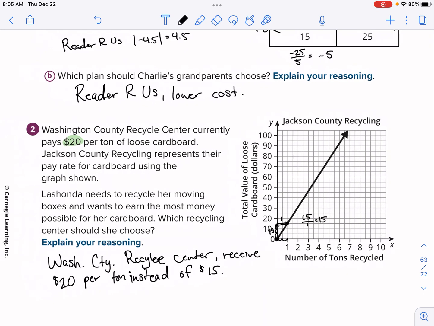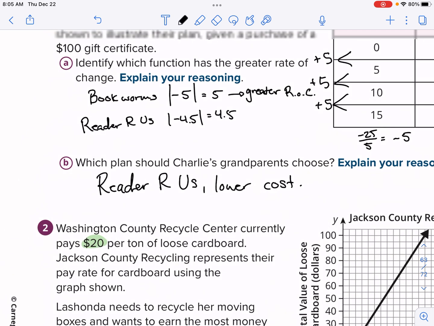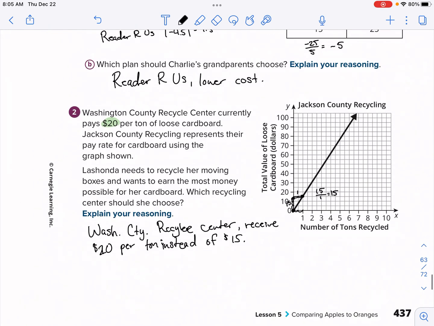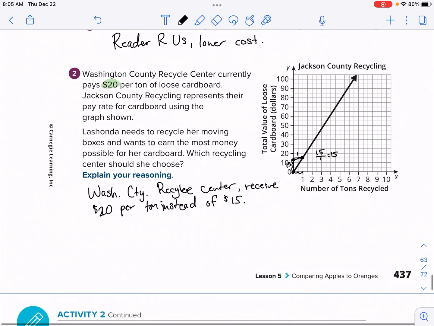Okay. I mean, if you have a ton of cardboard, should we take it over here where I'm going to get $20 or to this other place, Jackson County Recycling, where I'm going to get $15? I'd rather get more money. So that's a little bit different than the previous situation because we're looking at spending less. This we're looking at receiving more. So that's why it's different there. So make sure that we're reading our contexts very carefully.